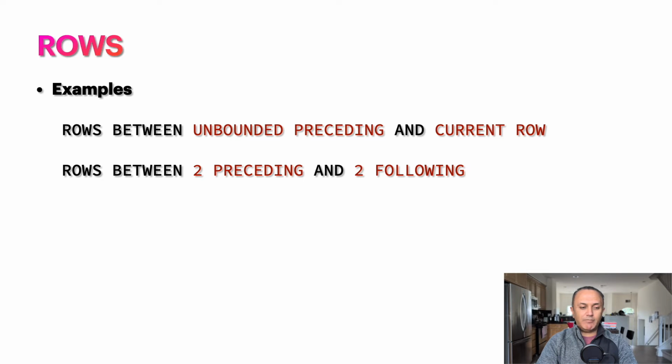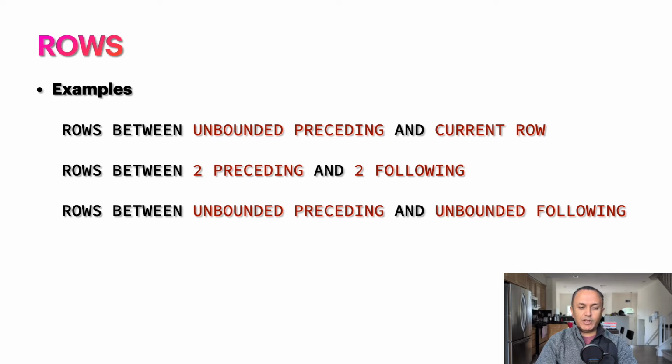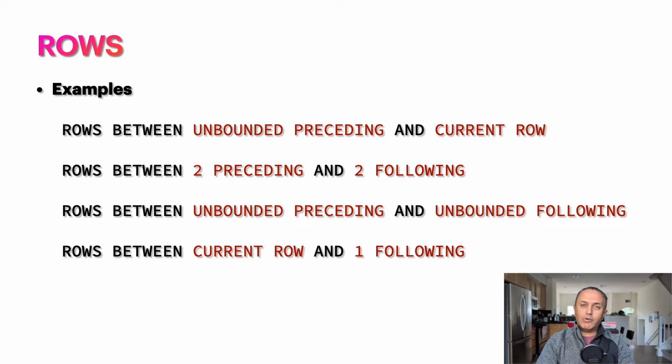You could also say between 2 preceding and 2 following, or 10 preceding and 7 following. It doesn't have to be the same number. So this means that the frame is going to include some rows before and some rows after the current row, and that keeps moving as the current row keeps changing. You could say between unbounded preceding and unbounded following. This means that the frame is always the entire partition. So this is the case where basically all the rows will get the same result because the frame here is not changing. You could say between current row and 1 following.